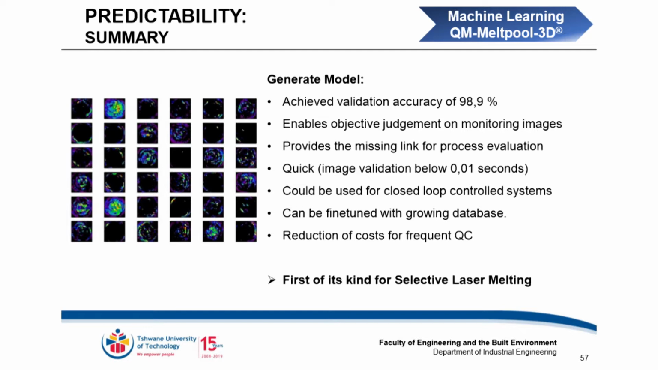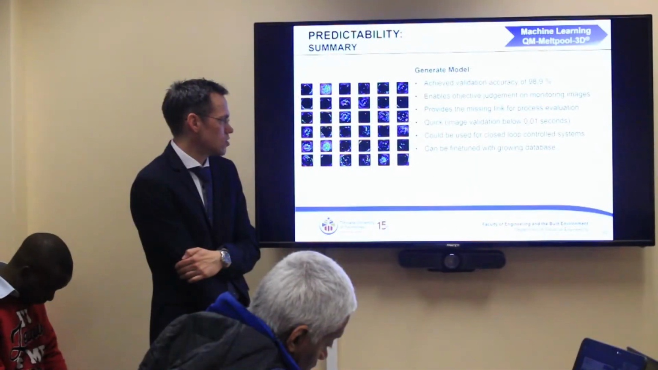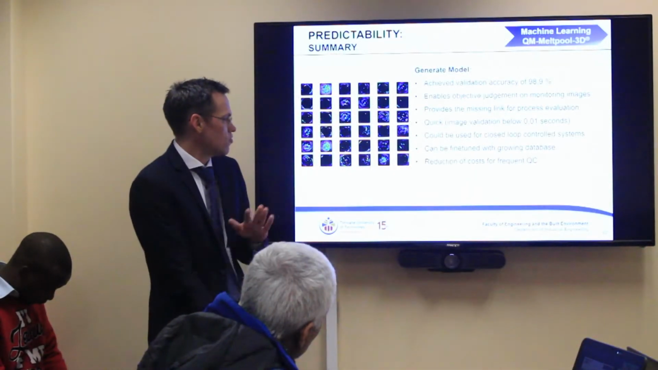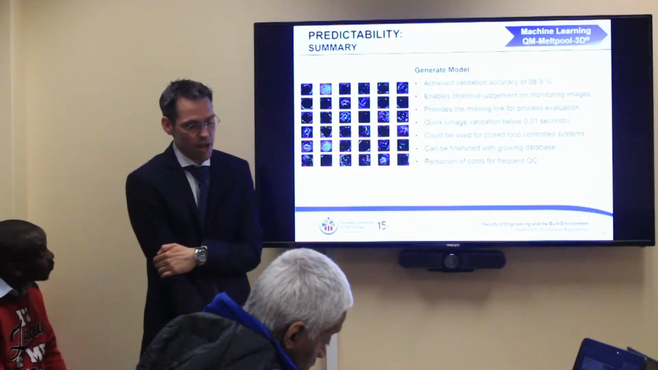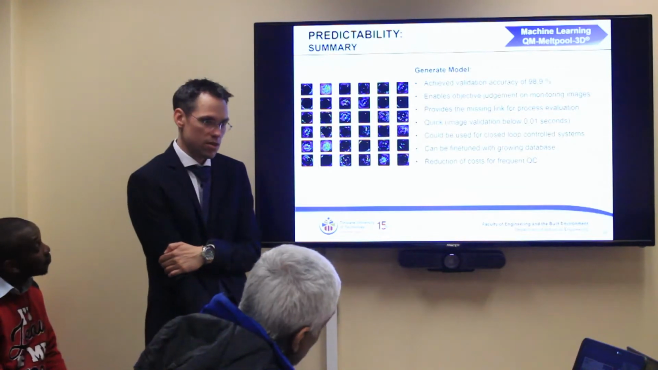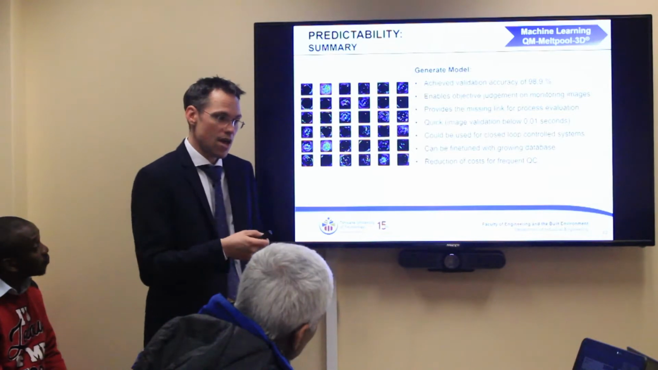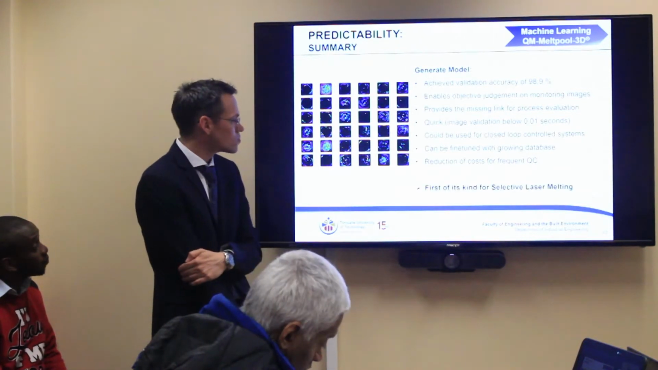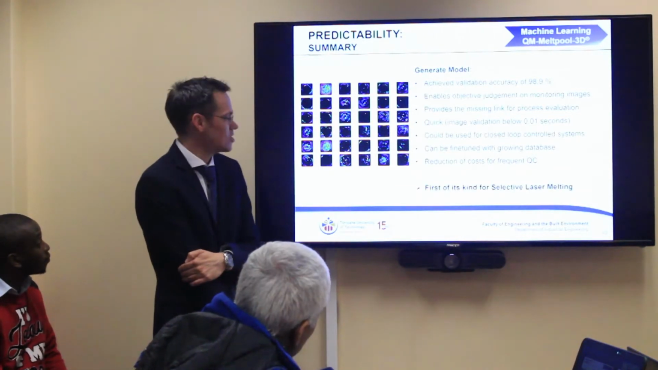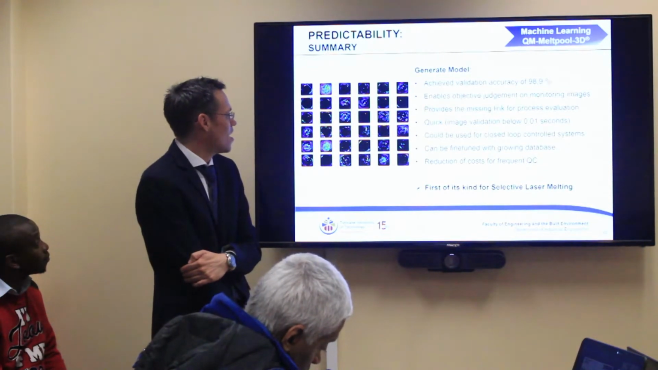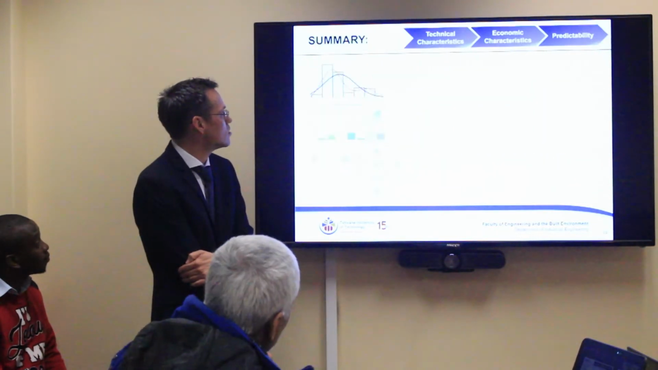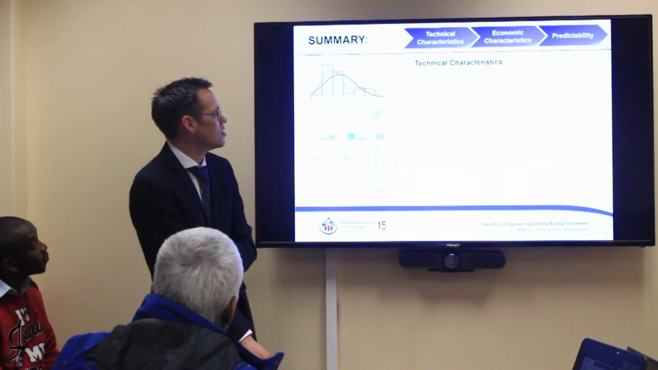It's quite quick. It analyzes an image in below 0.10 seconds, and it could be used for a closed loop control system. It can be further fine-tuned, and it will be very helpful to reduce quality-related costs, as you don't have to destructively test specimens anymore. So it's the first of its kind in selective laser melting, and so I give the summary of the entire presentation.